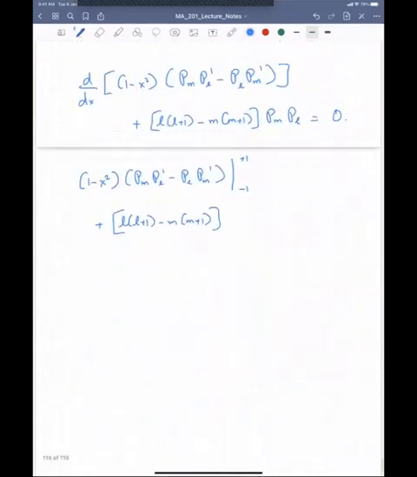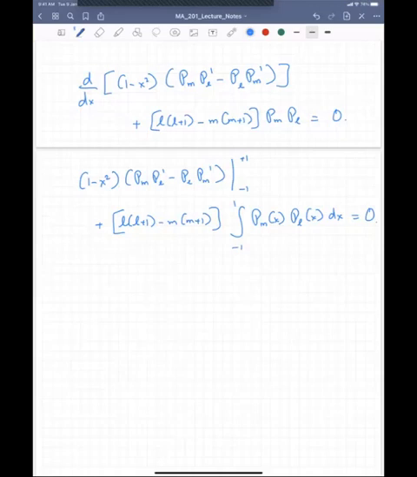If L equals m, of course, this whole thing vanishes, so everything becomes trivial, but I'm going to assume that L is not equal to m. And this term gives me the integral from -1 to 1 of Pm of x PL of x dx, and this is equal to 0. What is the first term? Well, regardless of the values of Pm and PL, 1 minus x squared is always going to vanish at x equals plus or minus 1. So this term vanishes.